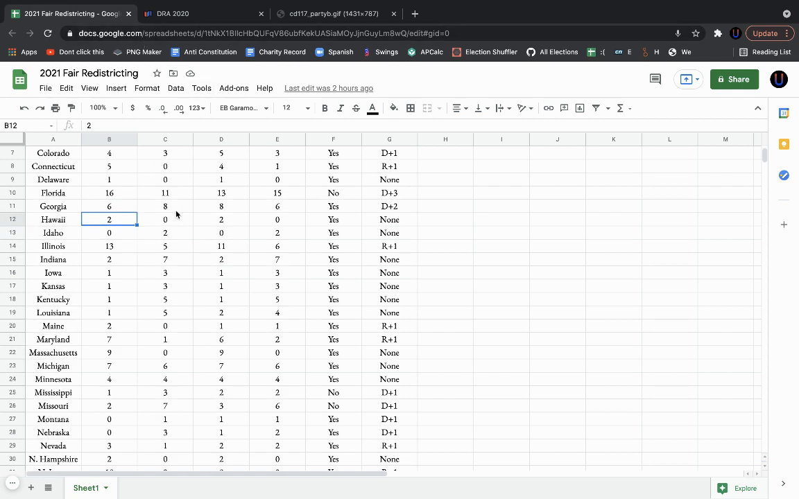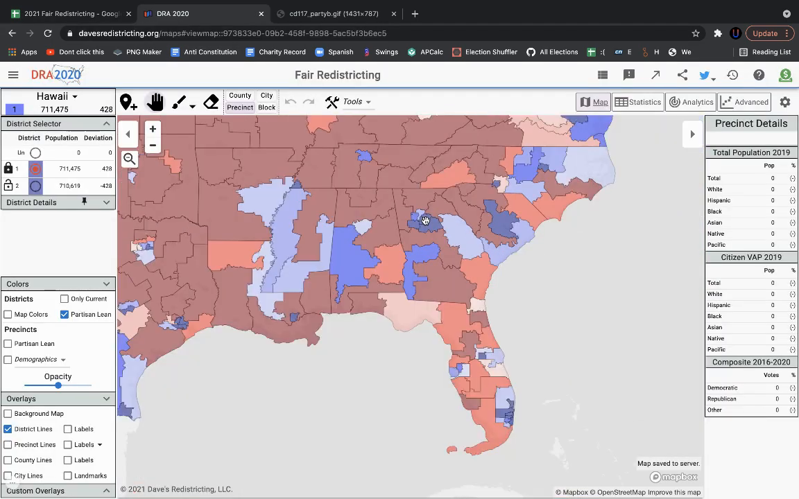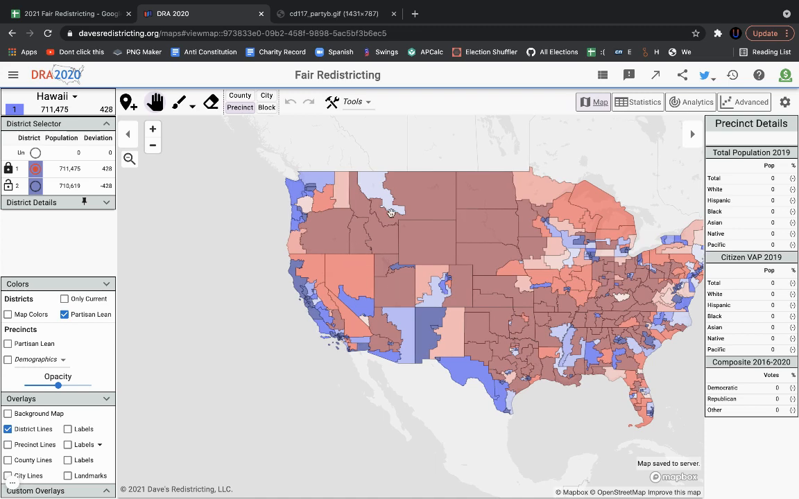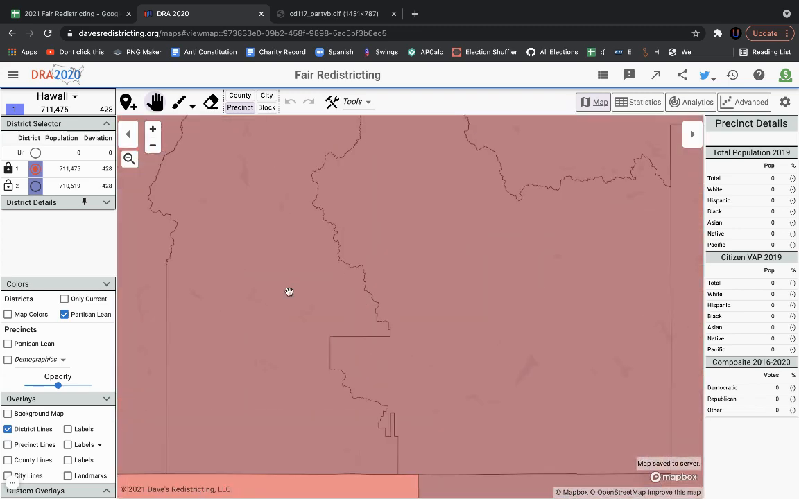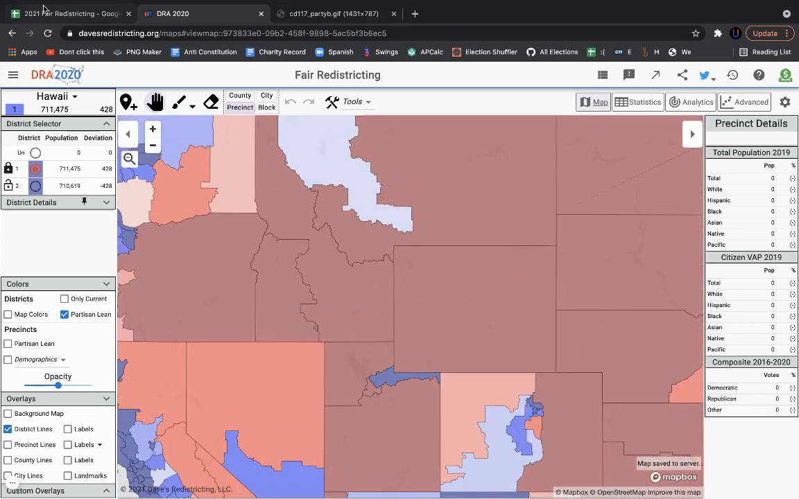Hawaii, 2-0. You could not make a competitive district if you tried. I once tried to make a seat that Trump got 40% of the vote in 2016. I think the best you can get is like a 34% Trump district in Hawaii. Very safe blue state. Idaho, 2-0. I can show you what I did for Idaho, but it's not really anything of interest. I just put Boise in this district pretty much, and that gives it all its people.